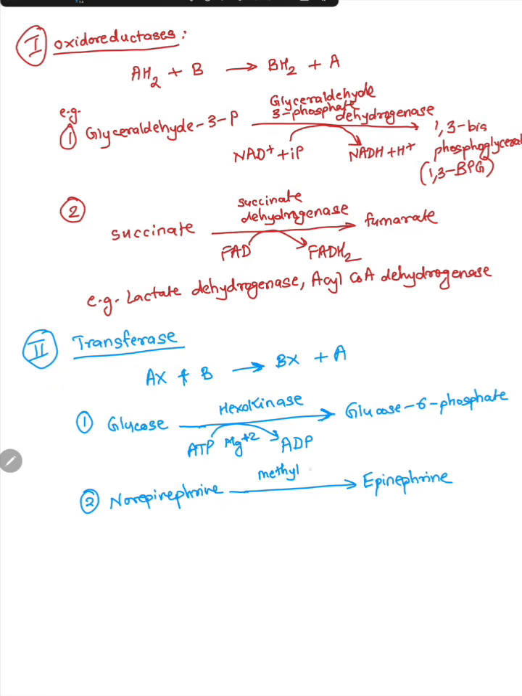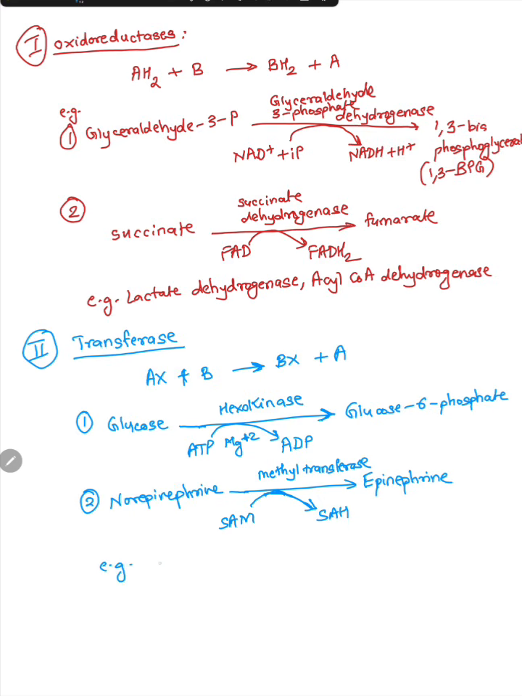So the enzyme name is methyltransferase. And S-adenosyl methionine or SAM is the most common methyl donor, you can say almost the universal methyl donor in biology, the favorite methyl donor. S-adenosyl methionine gets converted to S-adenosyl homocysteine by giving a methyl group to norepinephrine, which becomes epinephrine.